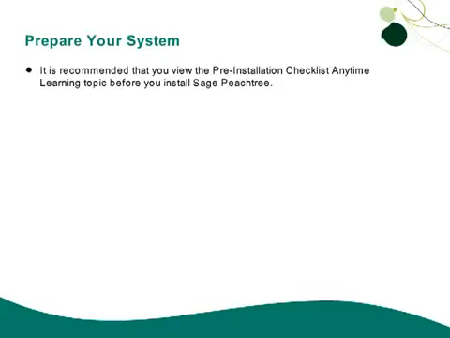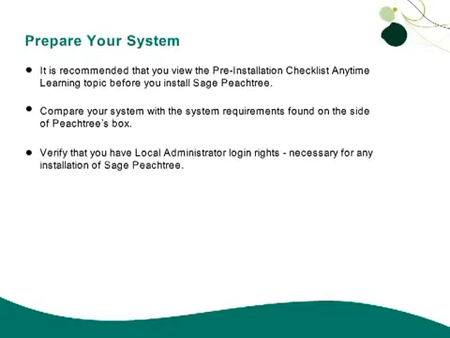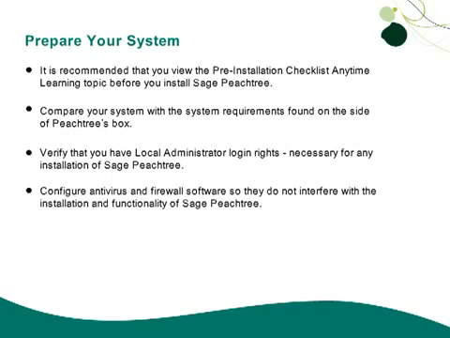Before installing Sage Peachtree, it's always a good idea to prepare your system for the installation. To learn tips that will help ensure a successful installation of Sage Peachtree, it is recommended that you view the Pre-Installation Checklist Anytime Learning topic before you install the program. The pre-installation topic will show you how to compare your system with the system requirements found on the side of Sage Peachtree's box, show you how to verify that you have local administrator login rights, which is a must for any installation of Sage Peachtree on any Microsoft Windows computer. You will learn how to configure your antivirus and firewall software so that they do not interfere with Peachtree's installation and functionality, and more.